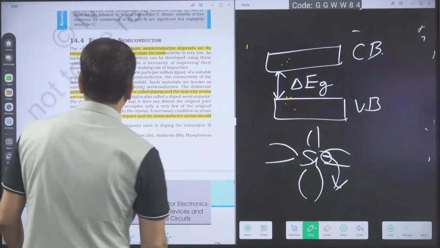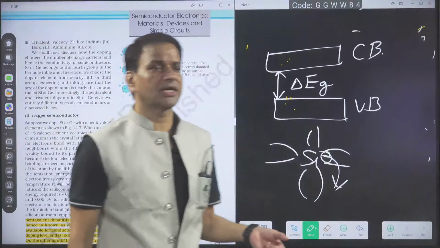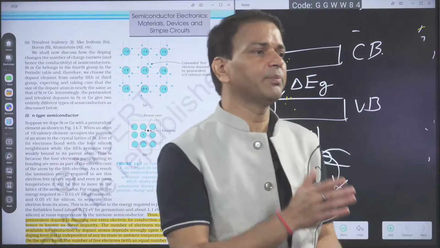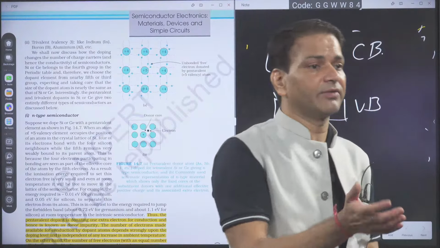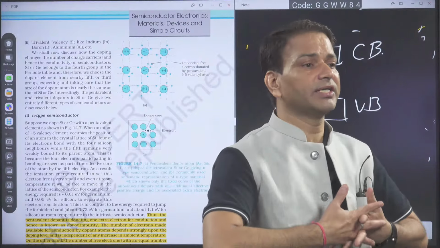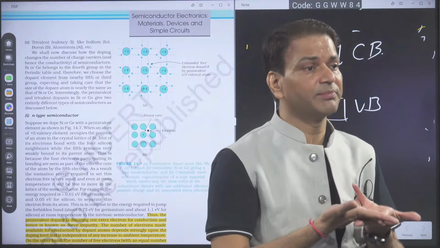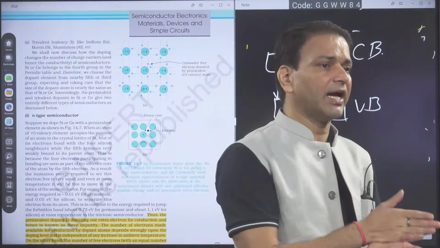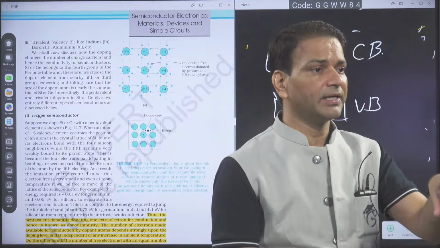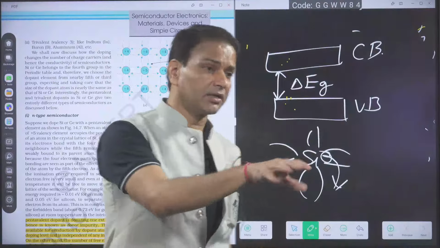On the basis of the dopant, there are two types of semiconductor. One is n-type, one is p-type. We have given the n-type and p-type nomenclature on the basis of the majority charge carrier. N-type means the majority charge carrier is the electron, and p-type means the majority charge carrier is positive, meaning hole. When will we get the n-type semiconductor? When we are doping a pentavalent atom. And when will we get the p-type semiconductor? When we are doping a trivalent atom.